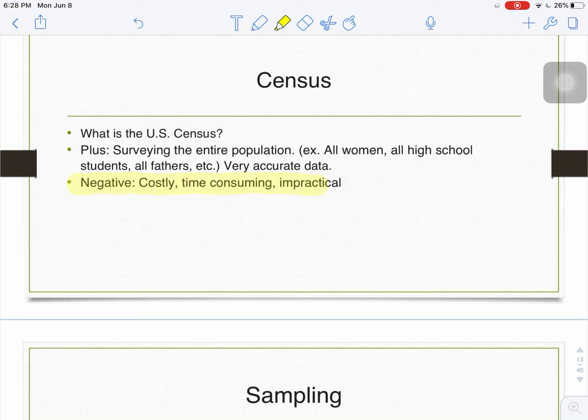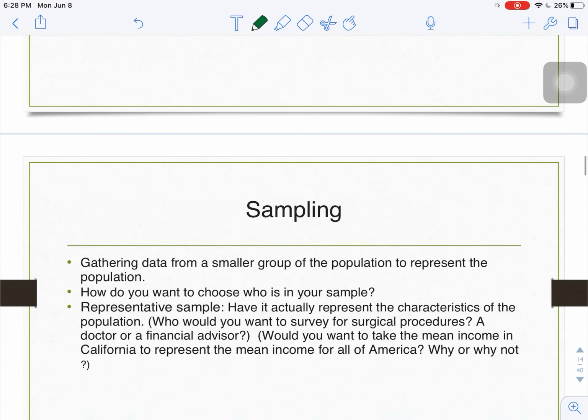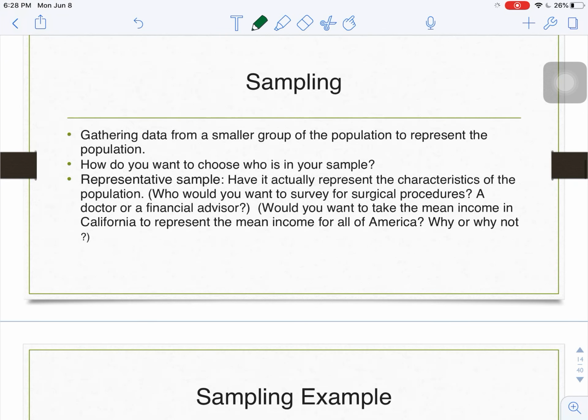However, for businesses to do that, you can see it's negative because it's costly, time-consuming, and impractical to actually survey an entire population.